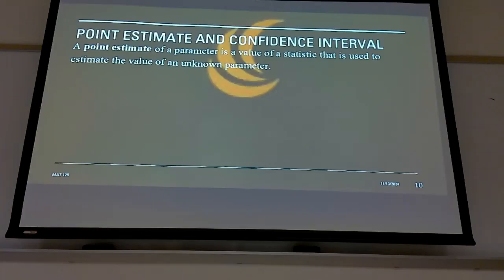Point estimate of a parameter is a value of a statistic that is used to estimate the value of an unknown parameter. So what we want to do is ultimately use a statistic to infer something about the parameter. So use a sample to draw a conclusion about the population as a whole.